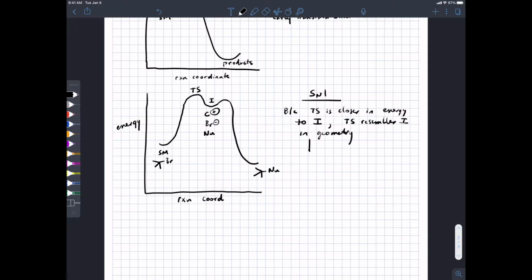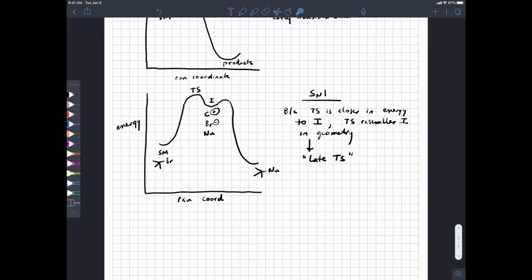Some people will call this, where the transition state resembles the intermediate or products, a late transition state. All they mean is it's late because it resembles the stuff at the end more than the stuff at the beginning. And it's late with respect to this first rate determining step.